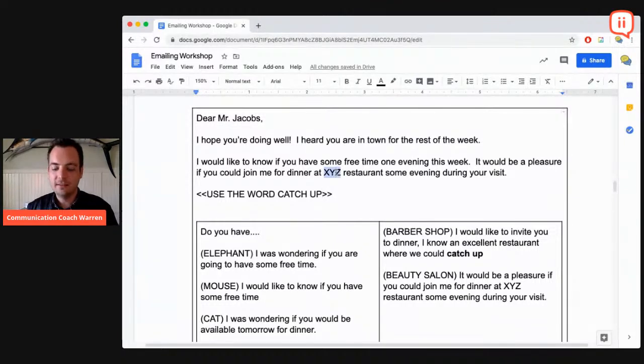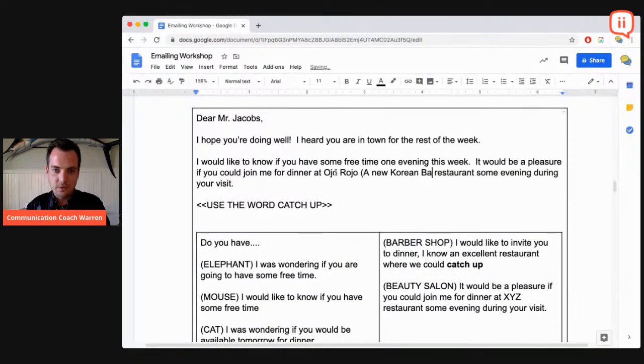That sounds like a nice restaurant, Ojo Rojo. But we're not going to take our client to McDonald's. Certainly not. I suppose we would want to lose that client. So guys, take a moment to write a sentence using the phrase catch up. Let's say a new Korean barbecue. I have a wonderful student from Korea who is a master at Korean barbecue. So we're going to say a new Korean barbecue restaurant because I love learning about the food in your cultures.